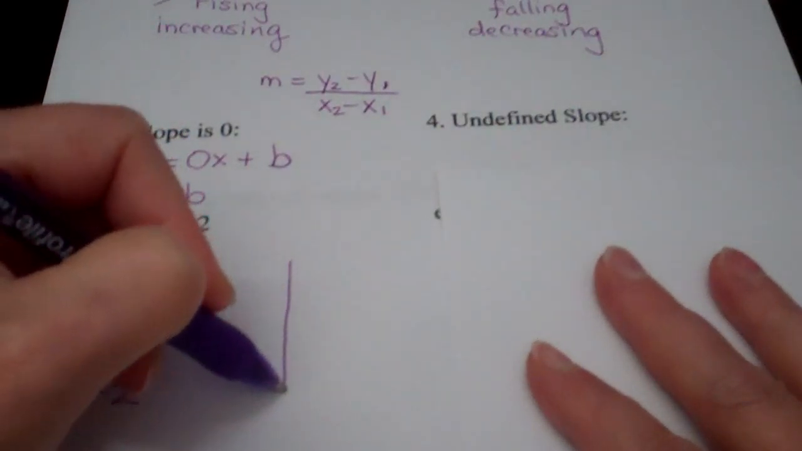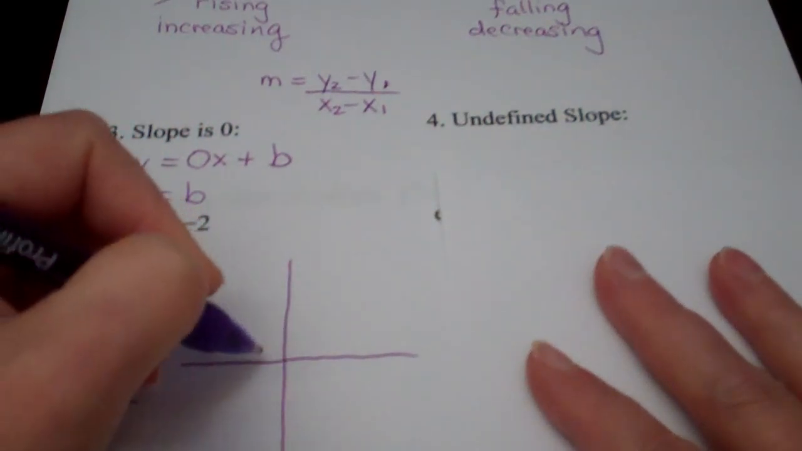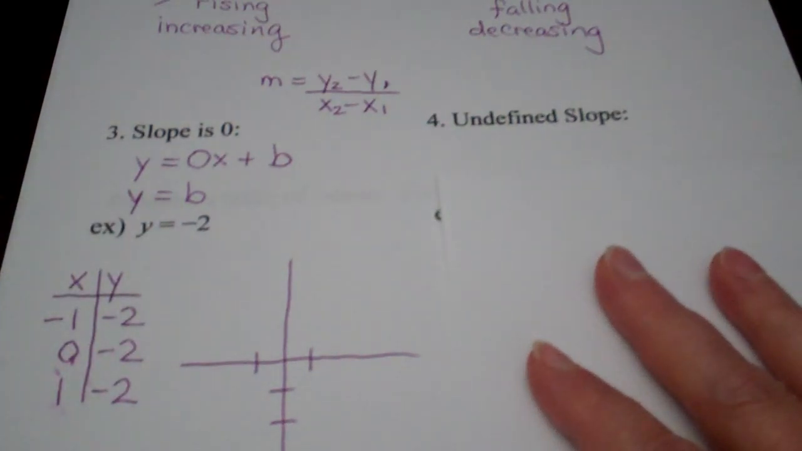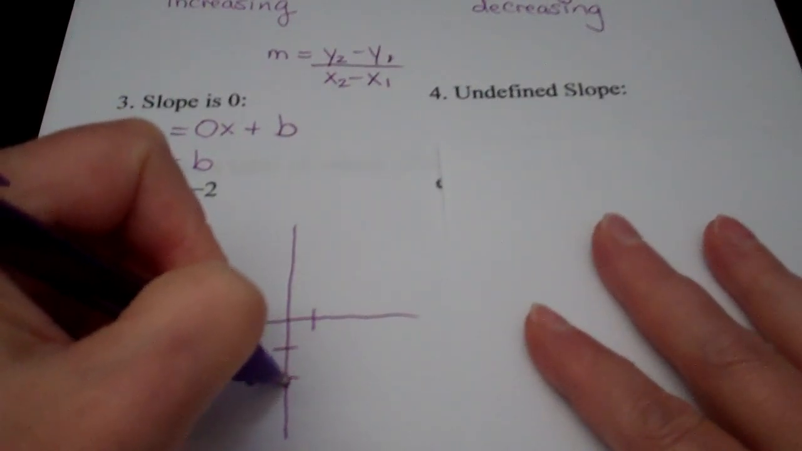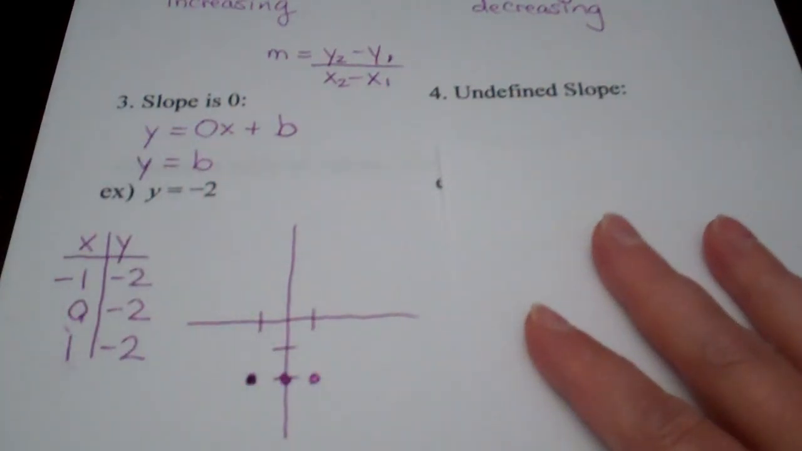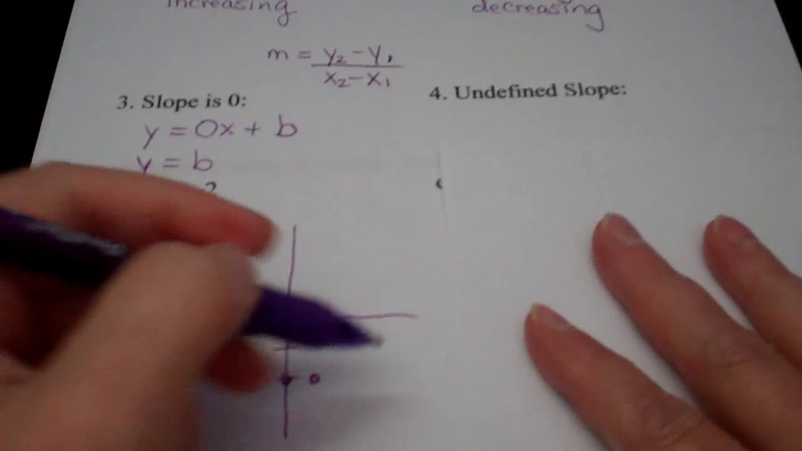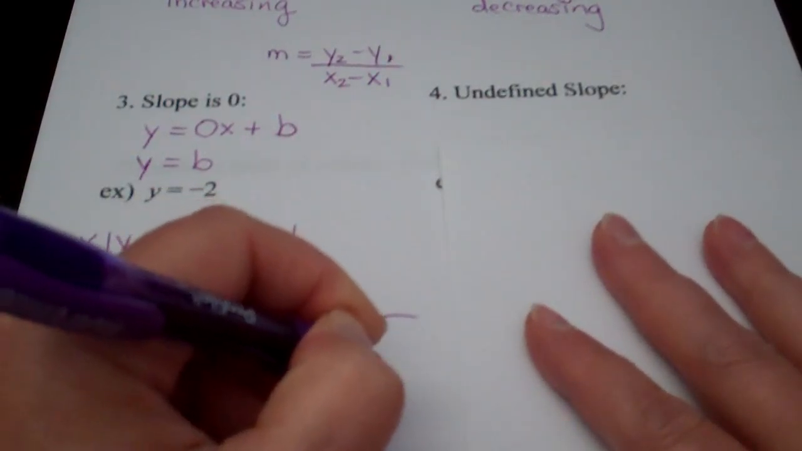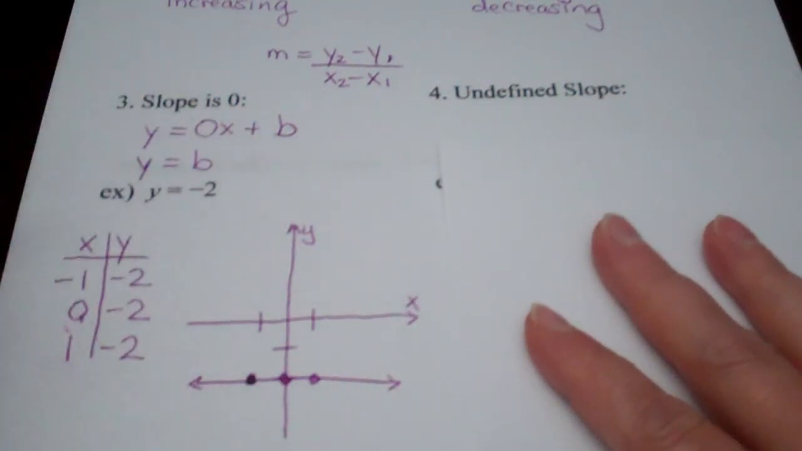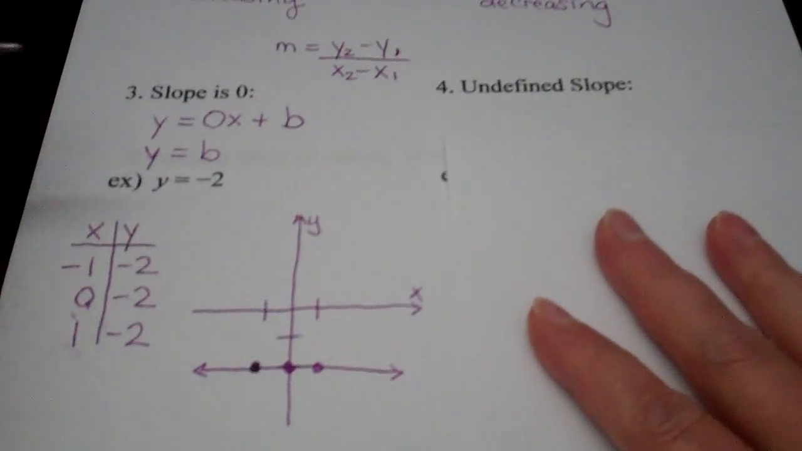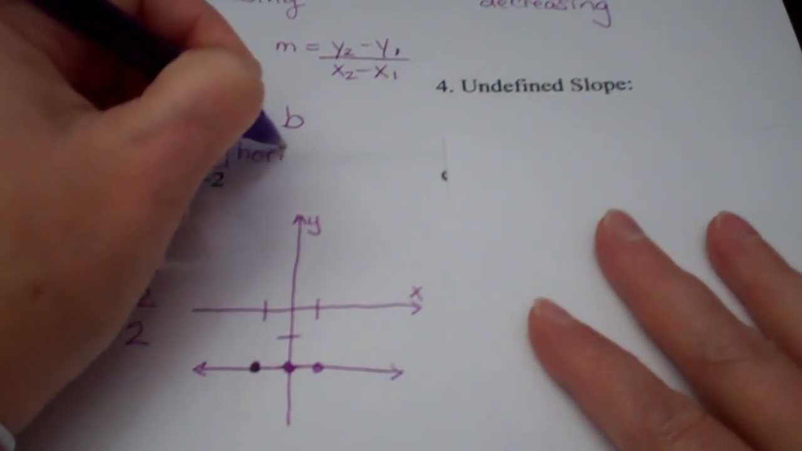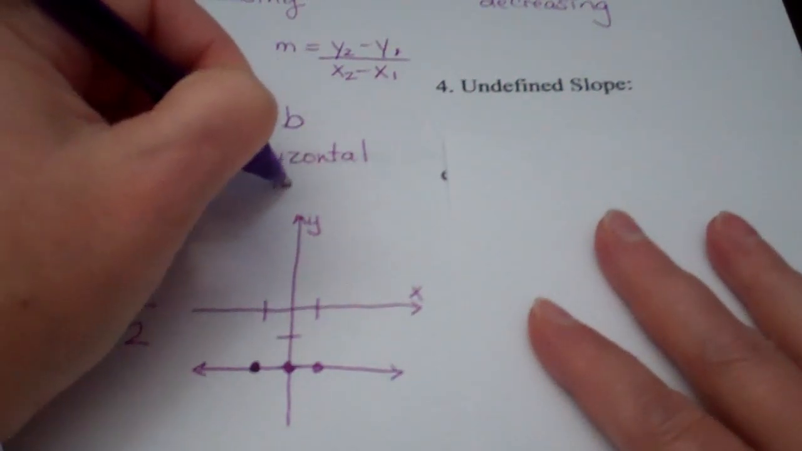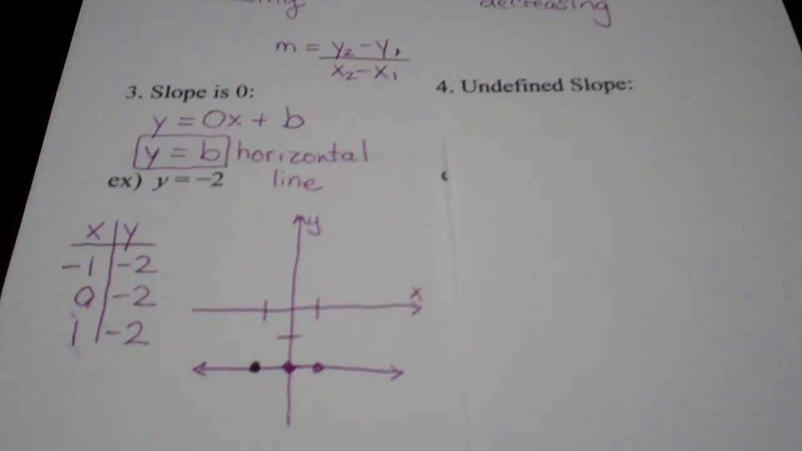If I plot those points on a graph, I can give you a really good hint about what kind of line this is. So if I plot those, I have (-1, -2), (0, -2), and (1, -2). Notice these are all lining up horizontally because they all have the same y value. Okay, so if the slope is 0, we have an equation that looks like this, y equals some number, and it's a horizontal line. Okay, and that's kind of a special case, but now you know what that looks like.